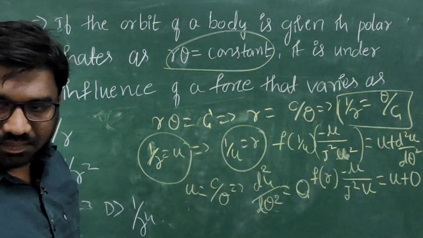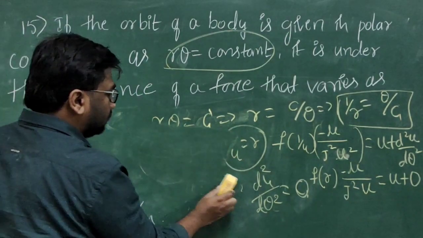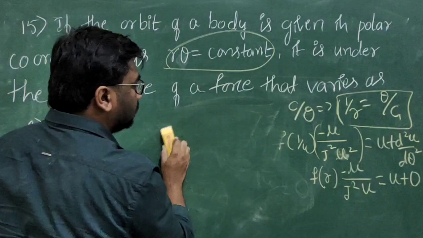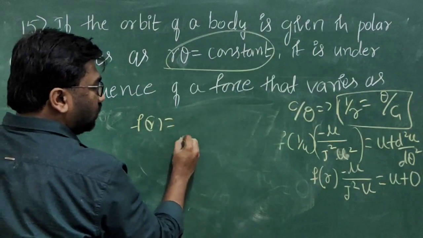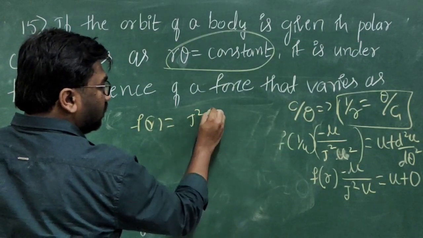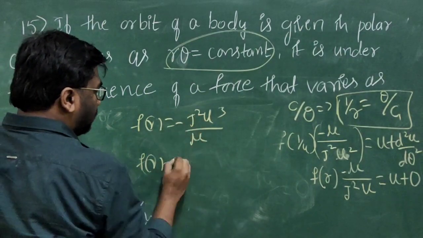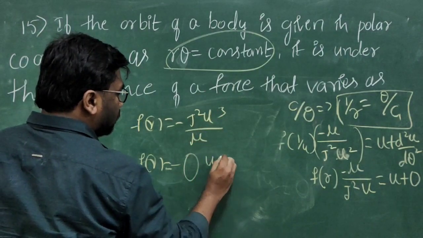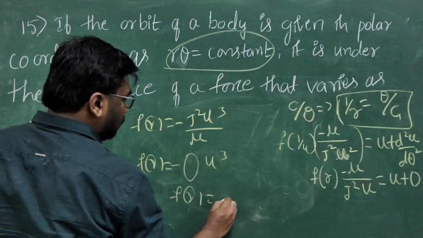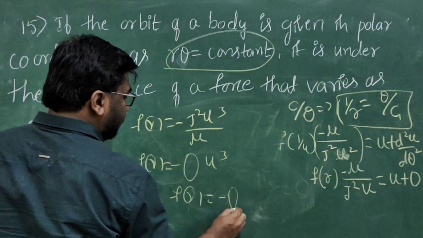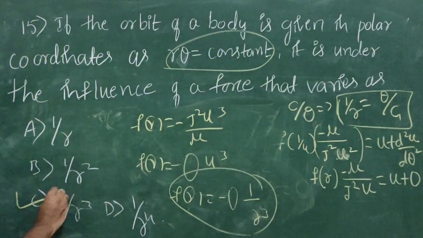So now after simplification, we will get f of r is equal to j square u cube divided by mu. So f of r is equal to this constant into u cube. So what is u? U is nothing but 1 by r. So f of r is equal to minus that constant into 1 by r cube. So therefore option C is correct.